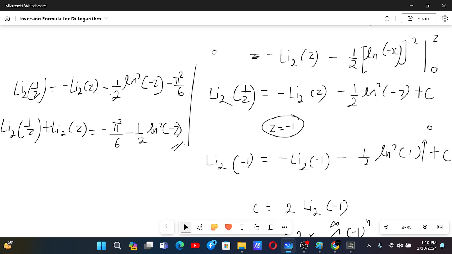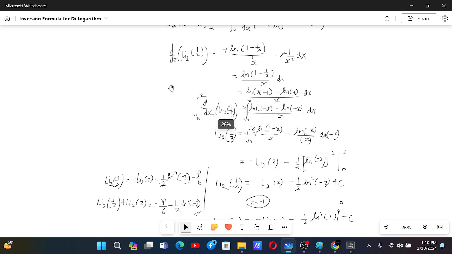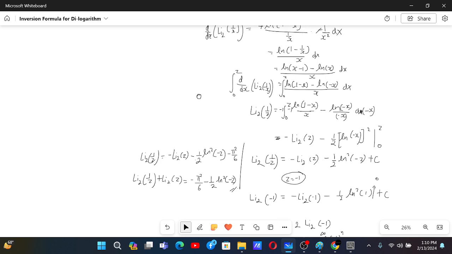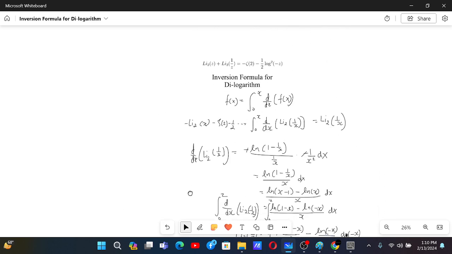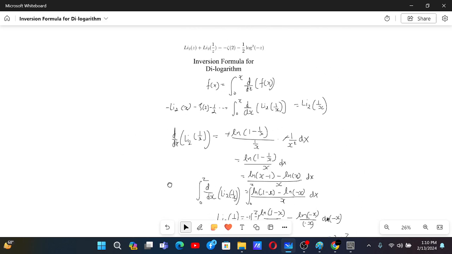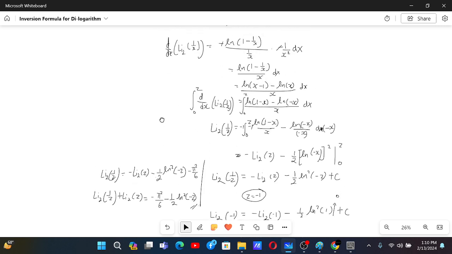Wasn't it the thing that needed to be proved? Let us check if this is what we need to prove. Li2 of g plus Li2 of 1 by g equals minus pi square by 6, which is zeta of 2 here. Yeah, pi square by 6 is just zeta of 2, so minus zeta of 2 minus 1 by 2 ln square of minus g. So we proved the result.